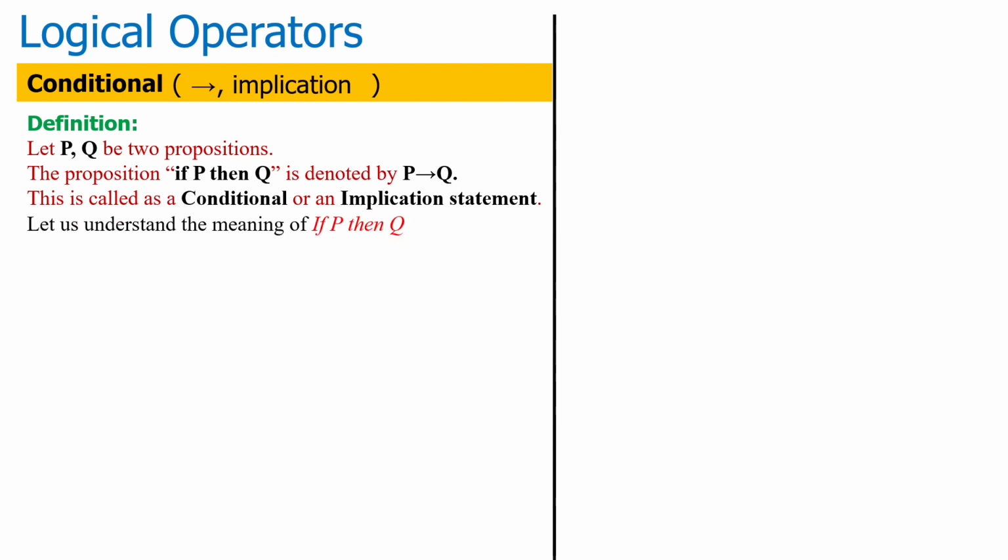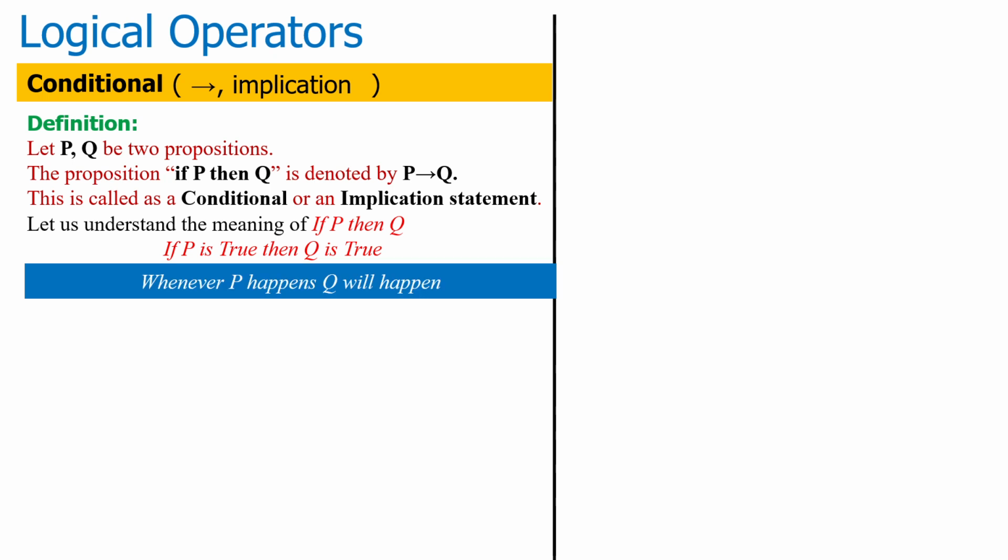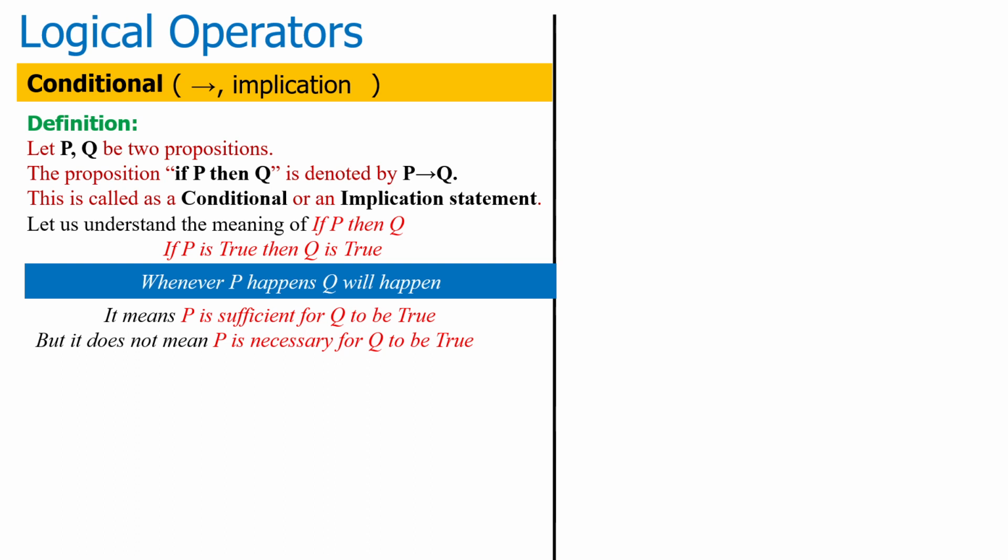Now let's try to understand the meaning of if P then Q. If P then Q means if P is true then Q is true. Whenever P happens, Q will happen. It means P is sufficient for Q to be true, but it does not mean P is necessary for Q to be true. Let's try to understand these statements with the help of an example.